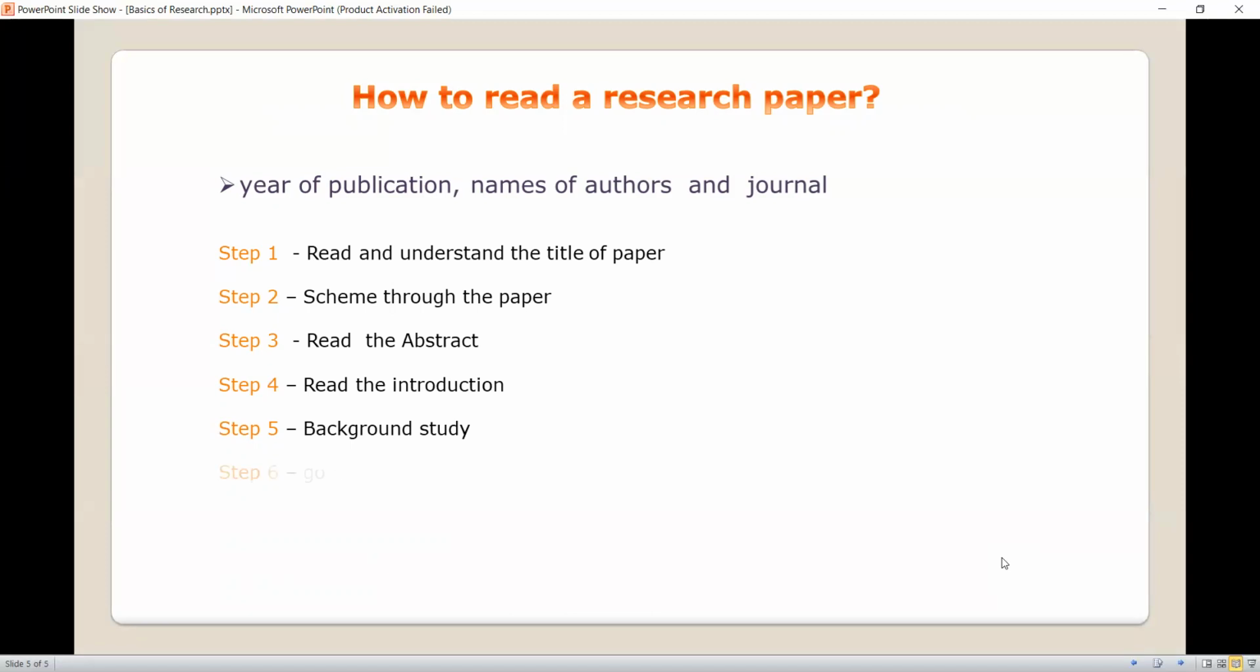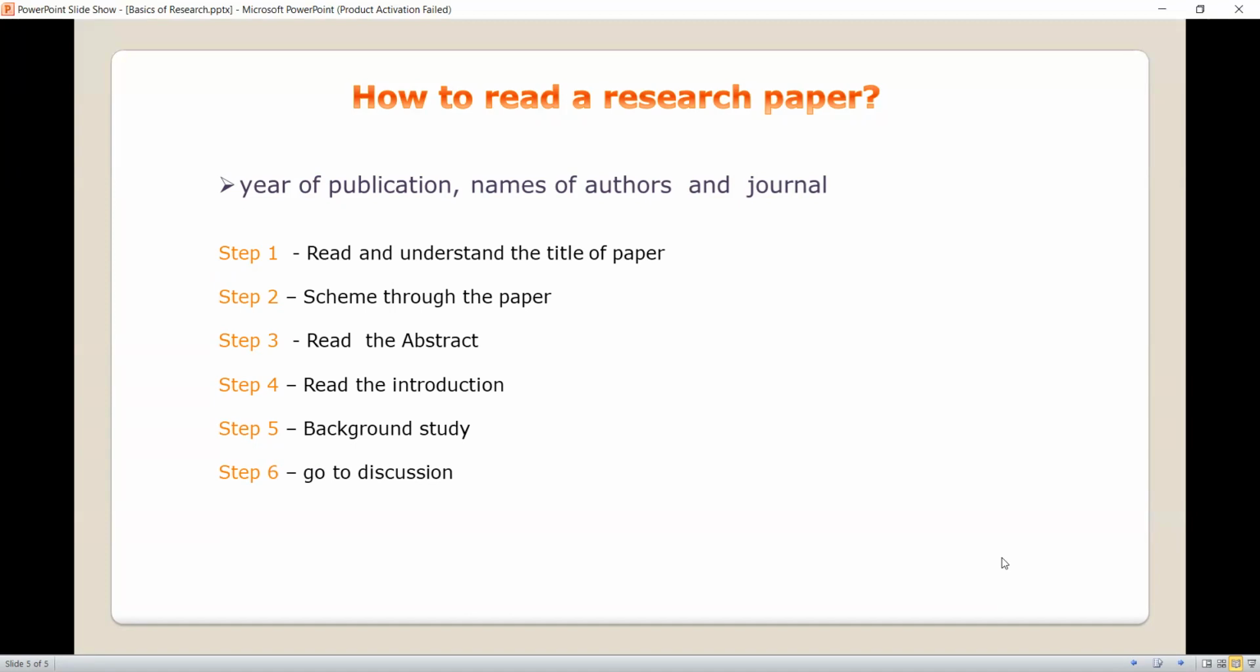And then come to step number 6, that is go to the discussion. When you go to the discussion section, you need to see whether you agree with this conclusion or not, and also whether the experiments support the conclusion, whether any additional experiment we can add to that, or any future aspects we can see from the discussion section.